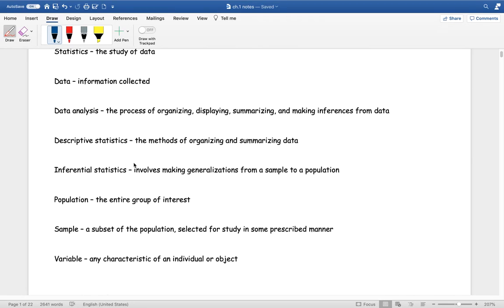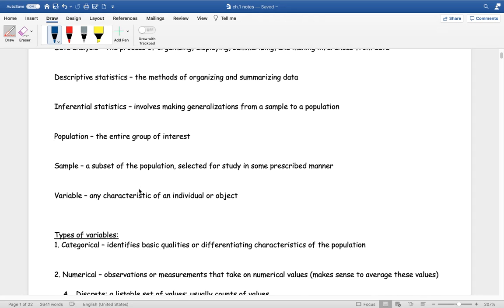Descriptive statistics, it sounds just like what it is. You're just describing and organizing and summarizing the data. You're not making any generalizations about the data because it's just descriptive. Inferential statistics involves making generalizations from a sample to a population. So you're making inferences about what's happening within the sample, and you're kind of putting it towards the population.